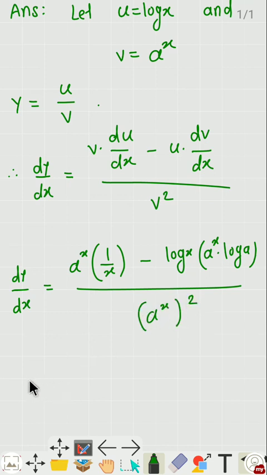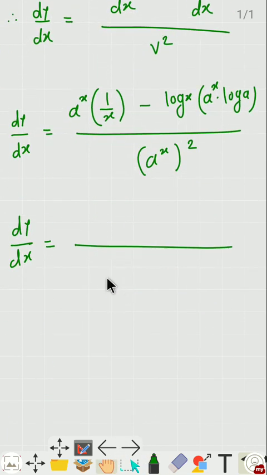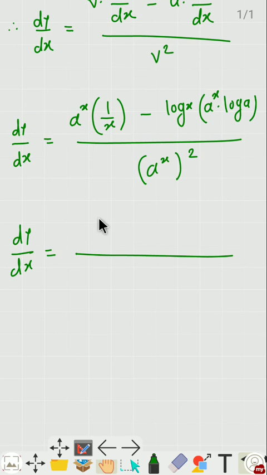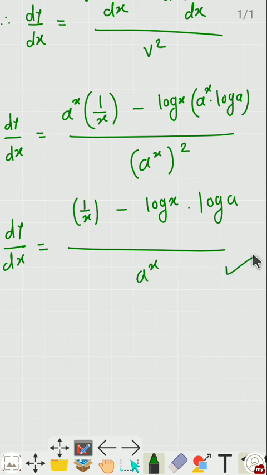So finally dy by dx, now we divide the numerator and denominator by a raised to the power x, and what is left is 1 upon x in the numerator, minus log x into log a, divided by a raised to the power x. So this is the derivative of this given function.